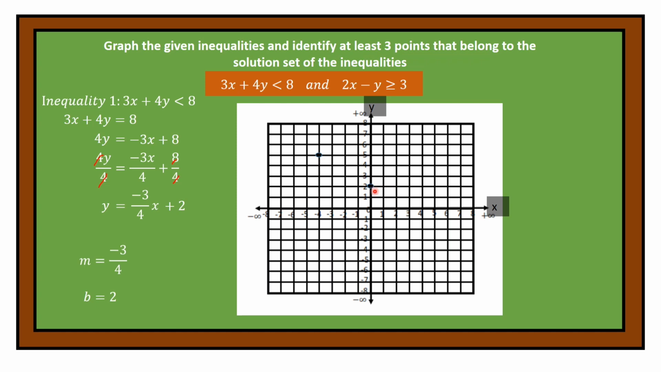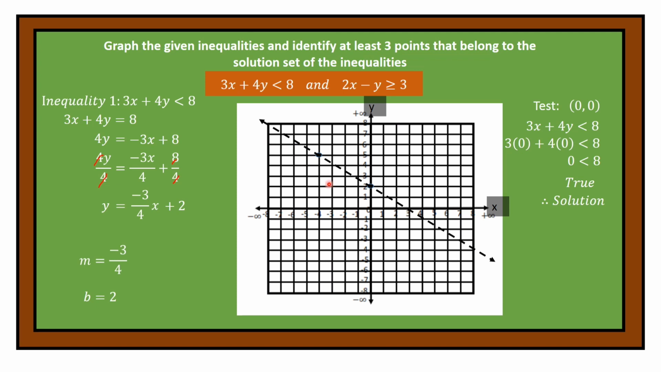Since meron na tayong 2 points, pwede na nating i-connect using a line. At ang line na gagamitin natin ay broken line, since ang inequality symbol is less than symbol. Okay. Since meron na tayong line, pwede na tayong mag-test ng point para malaman natin kung aling part ang magkakaroon ng shade. So, gamitin nating testing point ang origin, which is (0, 0). So, i-substitute ang (0, 0) sa ating inequality na 3x plus 4y is less than 8. So, ito ay magiging 3 times 0 plus 4 times 0 is less than 8. So, the answer is 0 is less than 8. So, this is true. So, since this is true, ang ibig sabihin niyan, ang testing point o ang ating origin, (0, 0) is a solution.